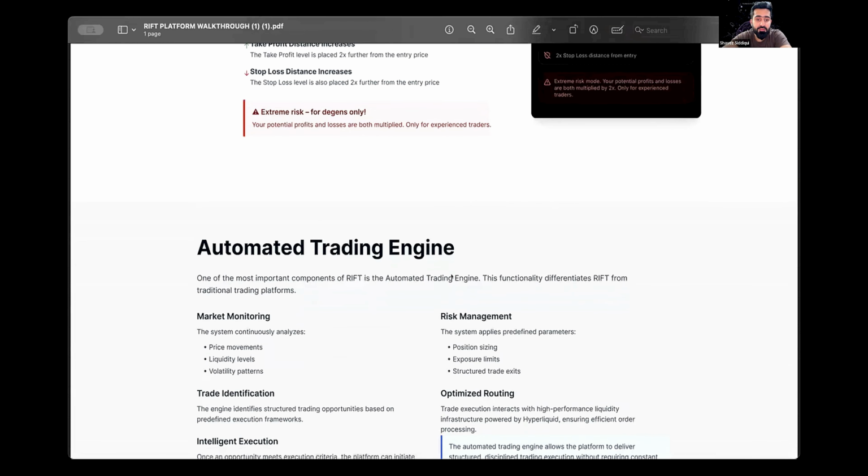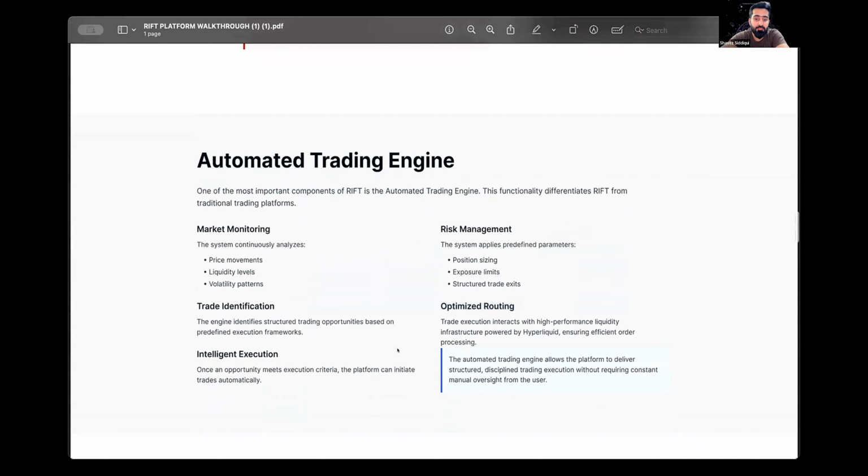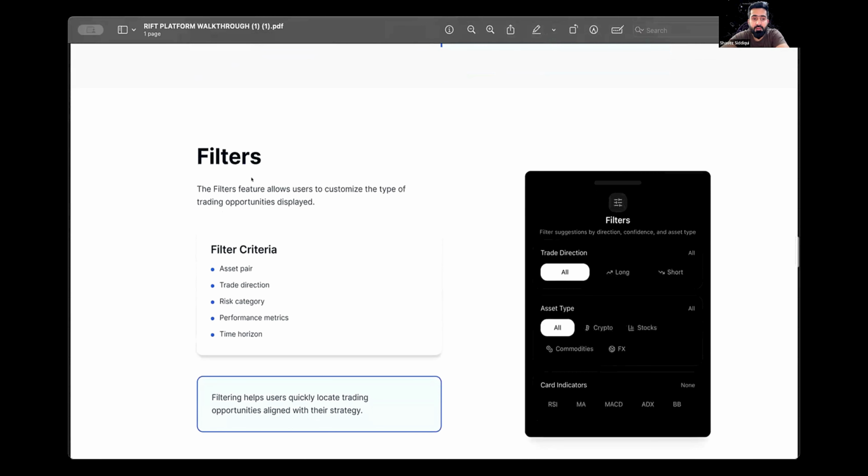Then after high risk mode, you have the automated trading engine, which I'm not going to talk too much about today. First, you use the demo mode, you learn, understand how Rift works. Then we will talk about the automated trading engine, how it works, how it does risk management, how it does optimized routing of the trades. Then we have filters of various trading directions, long, short.